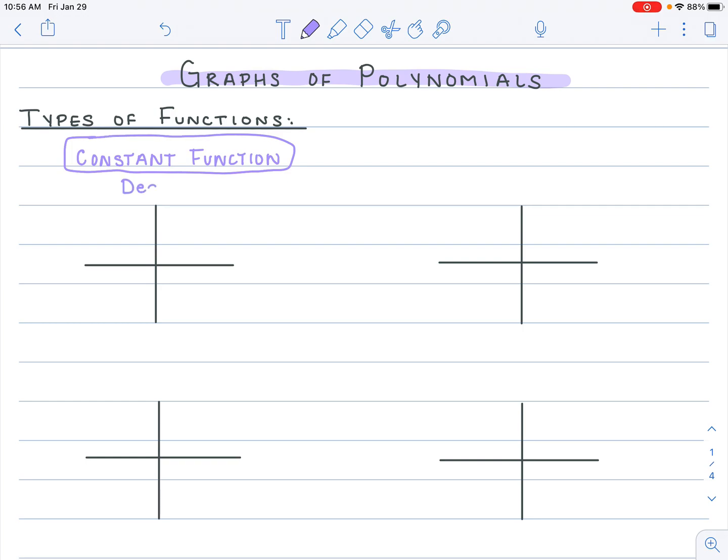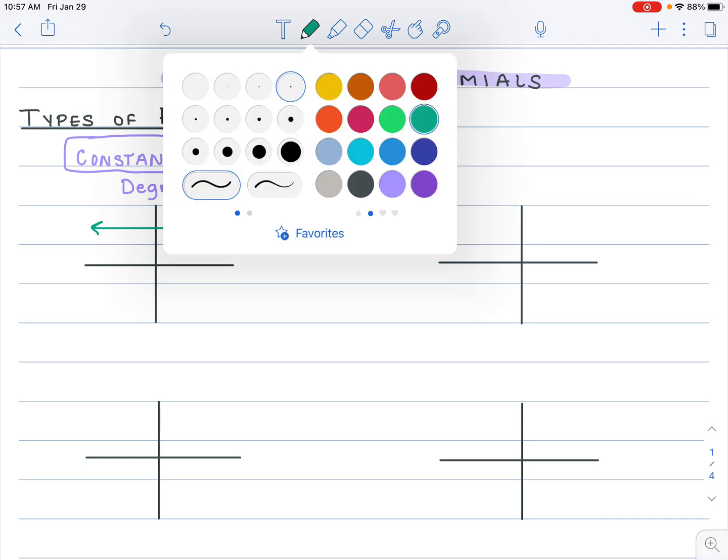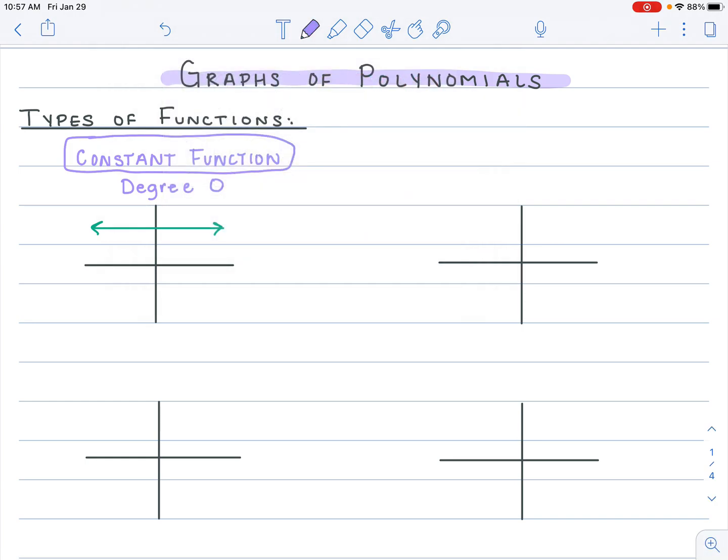An example of a constant function would be like y equals 3, just a number. There is a degree of 0 because there is no x term. So an example of what this would look like is something like this. This would be a constant function where there's no increasing or decreasing intervals there. It is just a straight horizontal line.